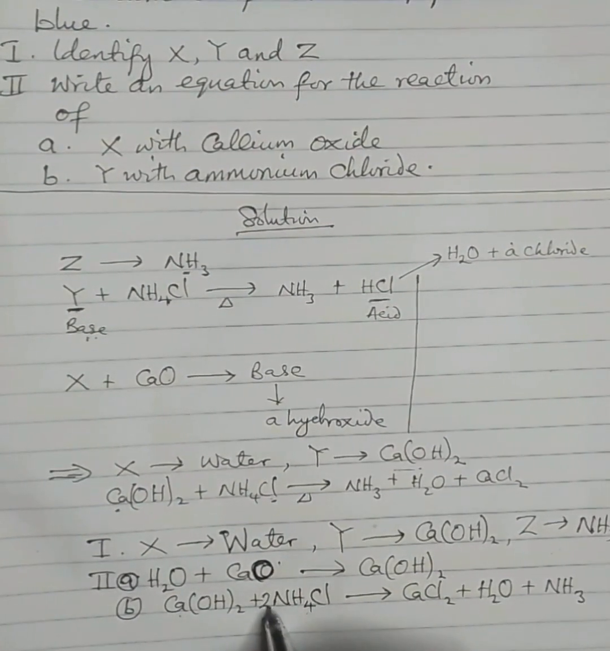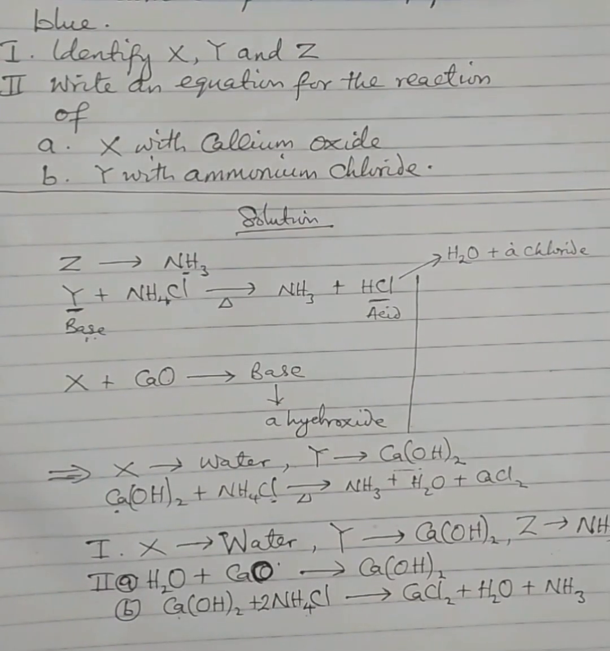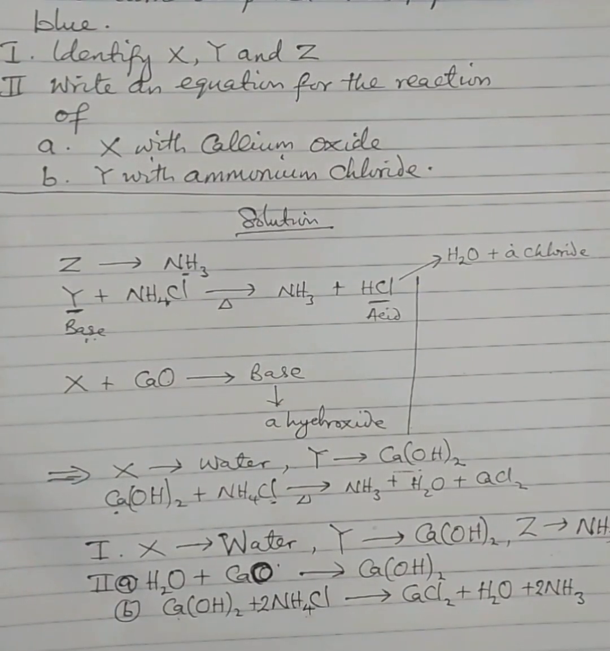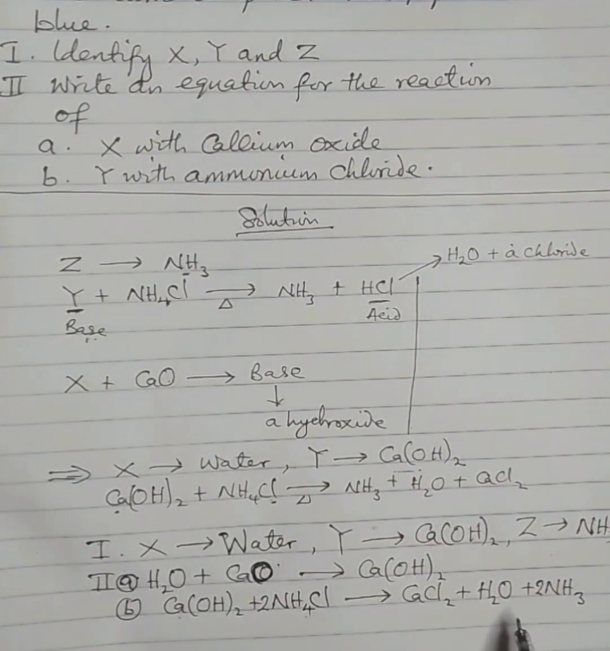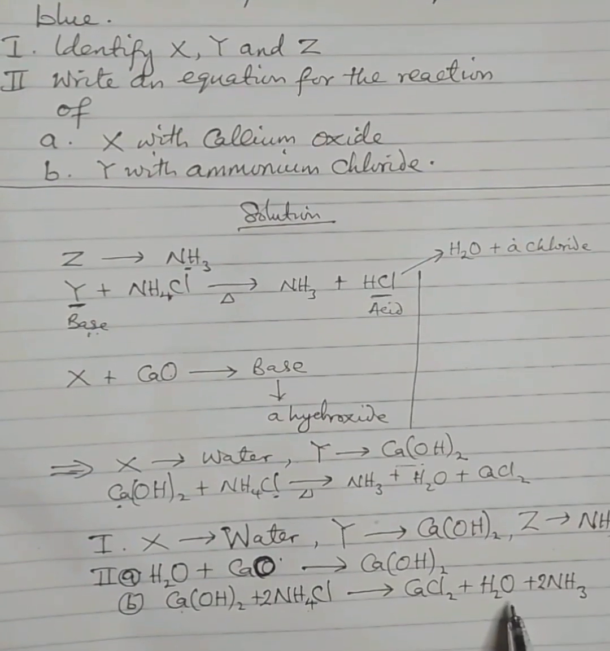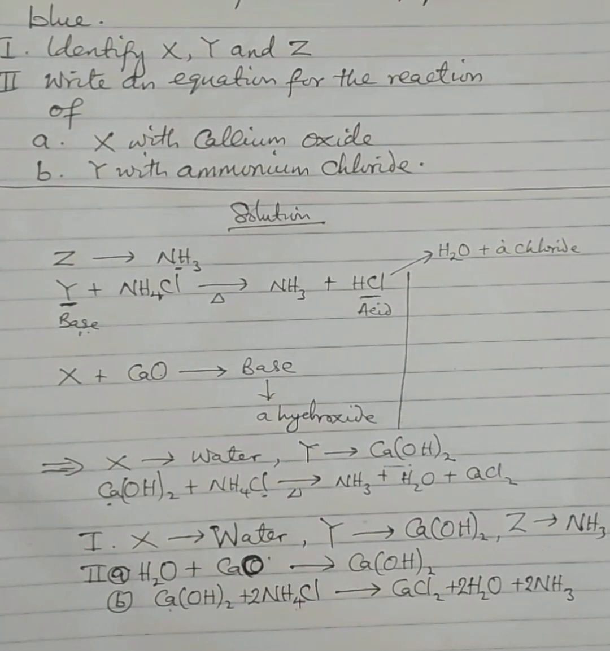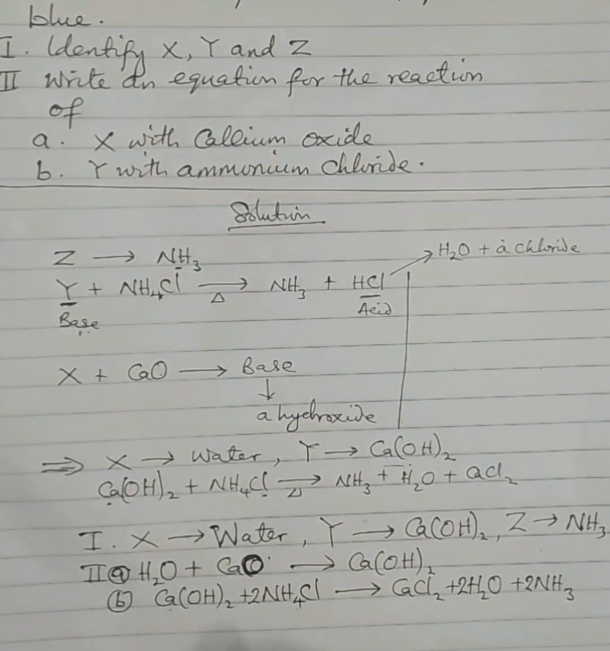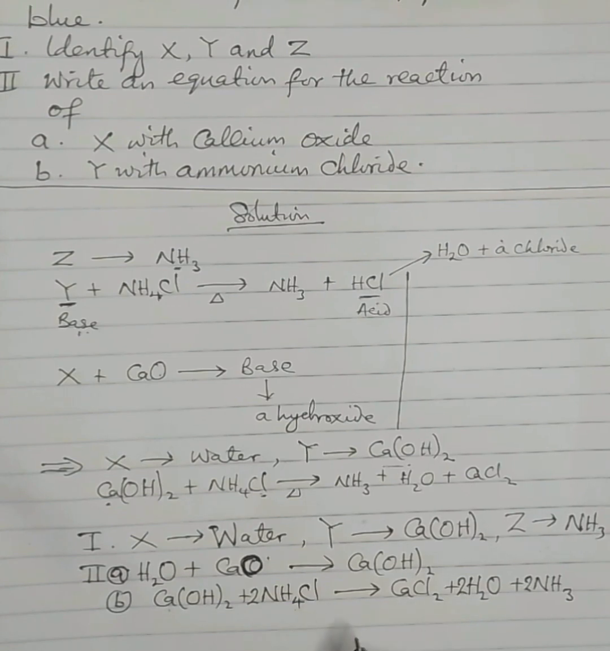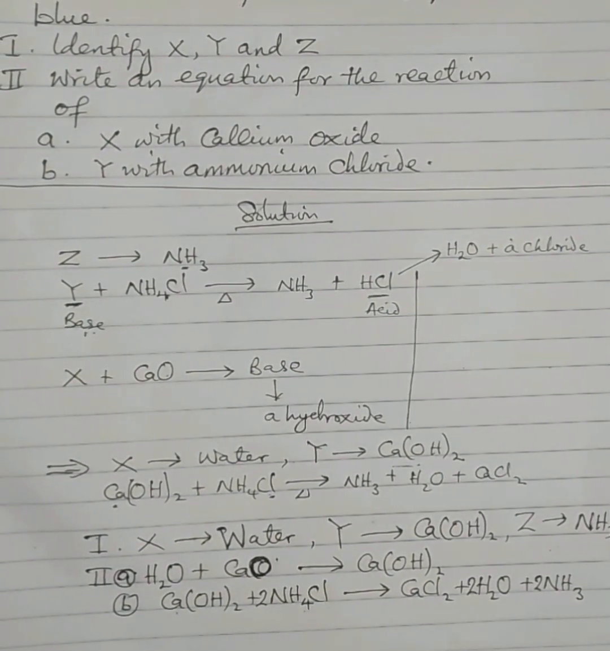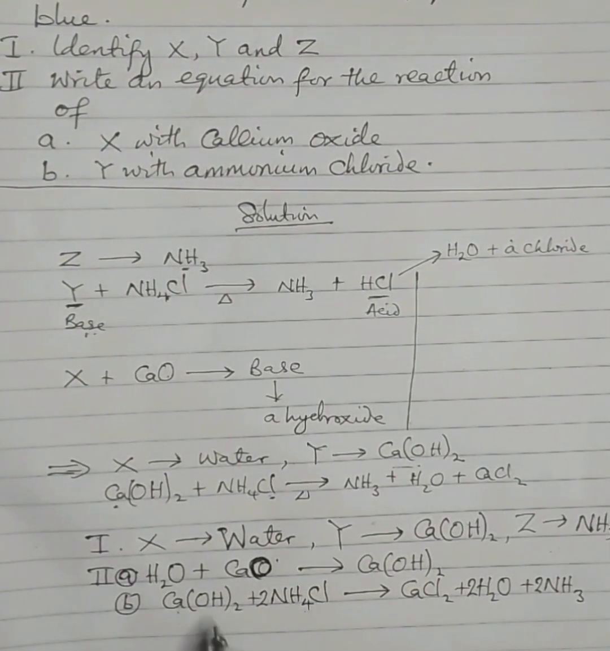And to balance it, we write 2 at the back of ammonium chloride to make chlorine 2 at the left as it is 2 at the right. Now we write 2 at the back of ammonia to make nitrogen 2 as it is 2 at the left. Oxygen is 2 at the left and 1 at the right. So we must write 2 at the back of water to increase that number to 2. Now hydrogen is 4, 2 times 2 is 4, and 2 times 3 is 6, which is 10 at the right. Now coming back, it is 2 times 4 in ammonium chloride, which is 8, plus 2 in calcium hydroxide, which is 10. And of course the equation is balanced.